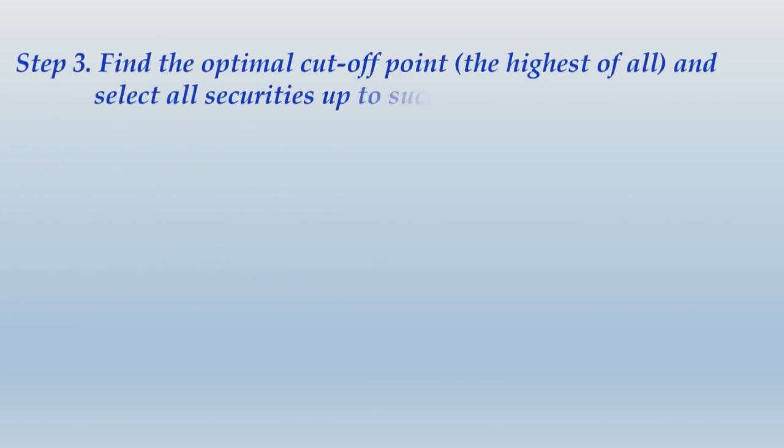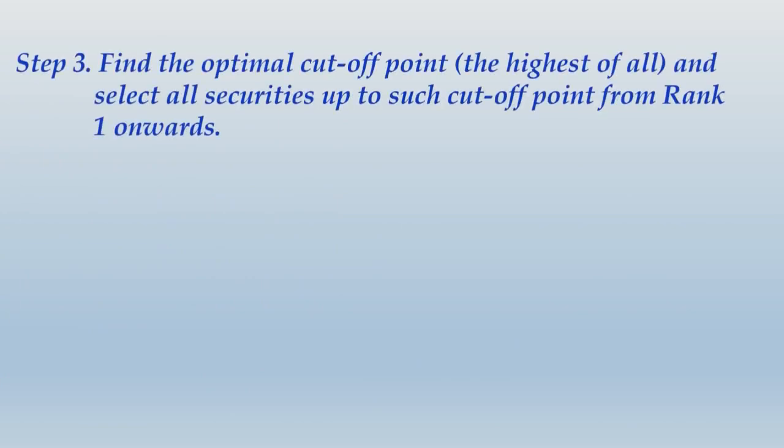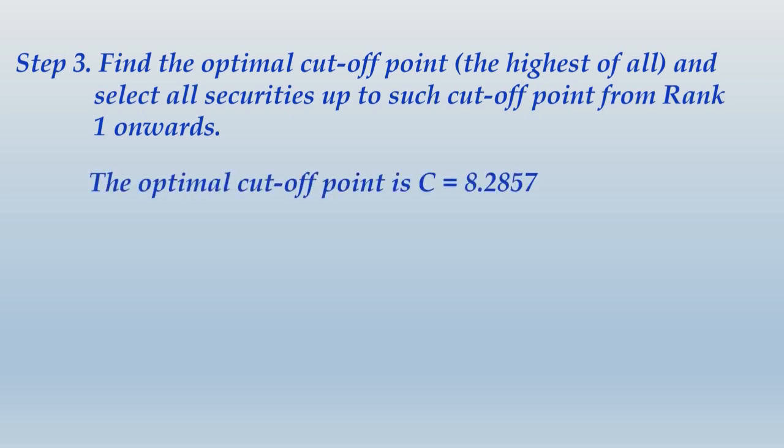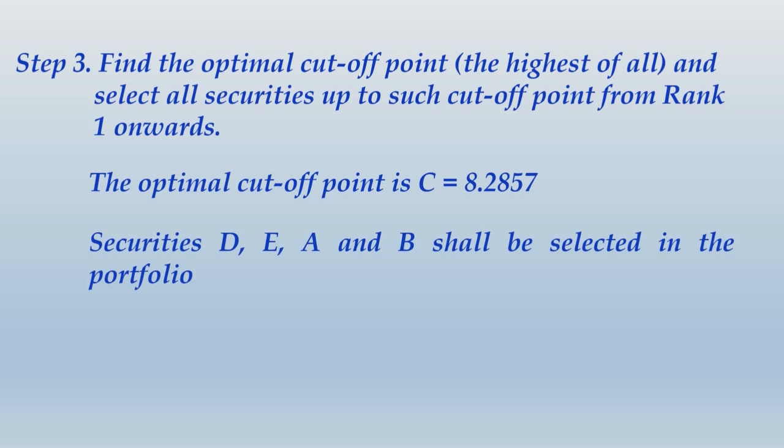So let us write up what we have discussed. Find the optimal cutoff point, that is step 3, the highest of all, and select all securities up to such cutoff point from rank 1 onward. Optimal cutoff point is C equals 8.2857, and securities D, E, A and B shall be selected in the portfolio. So write up this also and then we move ahead.